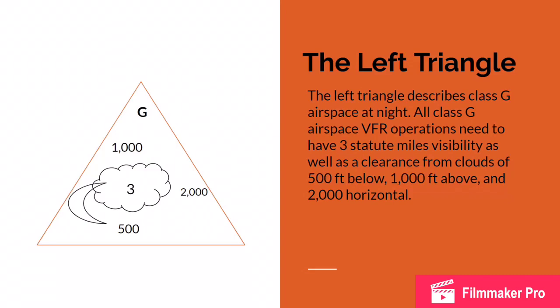So Class Golf during night operations, that's the left triangle. These are the same limitations or restrictions as Class Charlie, Delta, and Echo below 10,000 feet. So that's the 3 statute miles visibility, 1,000 above, 500 below, and 2,000 horizontal.